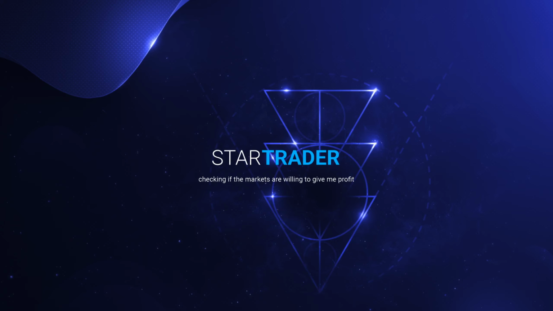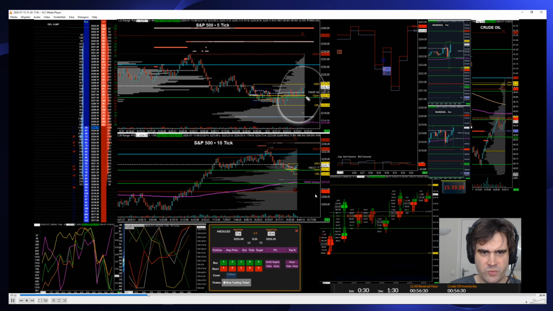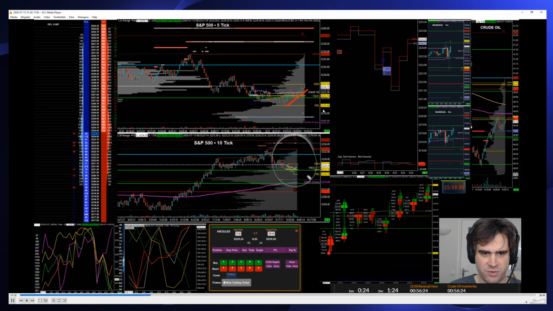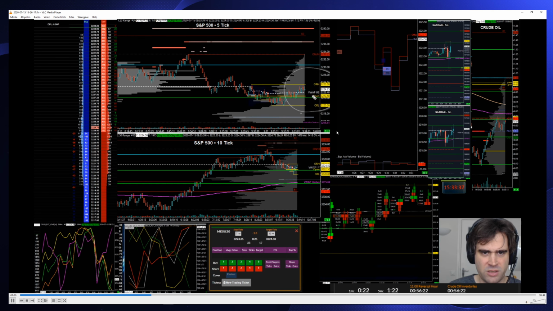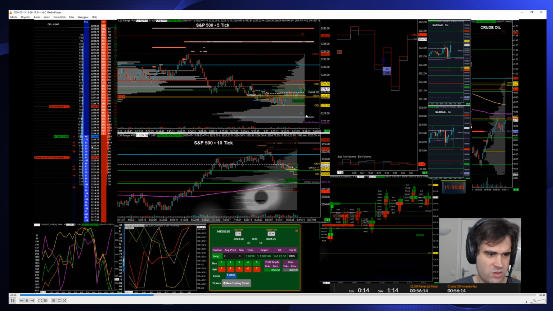Alright, let's do a trade review of today's trades. This is the first one. Let's see what we have going on. So I'm looking at the 5 ticks that go up. And I'm checking the price here to see what price will be a good long. I place it, I'm immediately in.